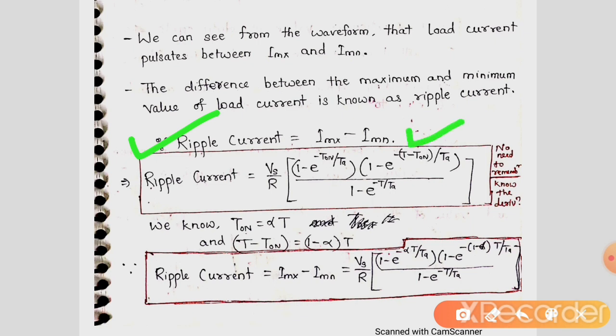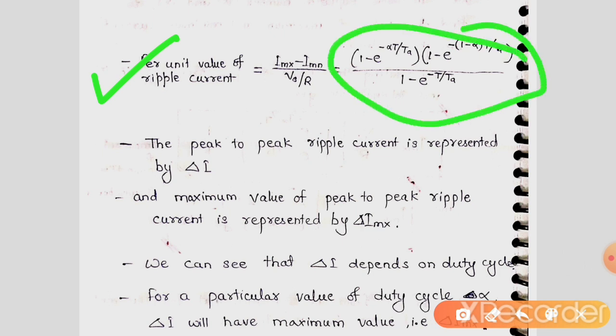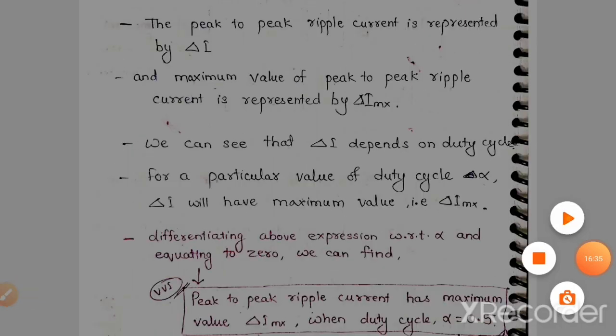So I max minus I minimum, and on subtracting the value of these two which we obtained earlier, we get the expression for ripple current as this. And this is also very important from exam point of view. We can also obtain the per unit value of ripple current by dividing I max minus I minimum by Vs upon R. So this will be the expression for per unit value of ripple current.